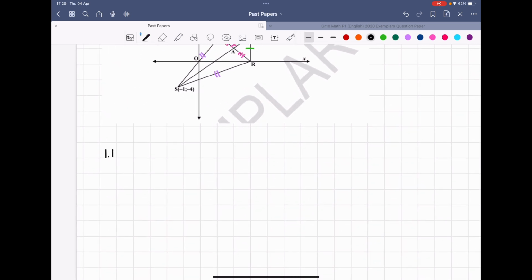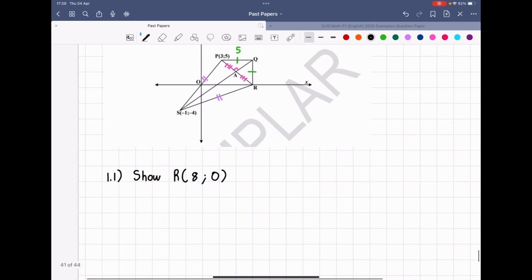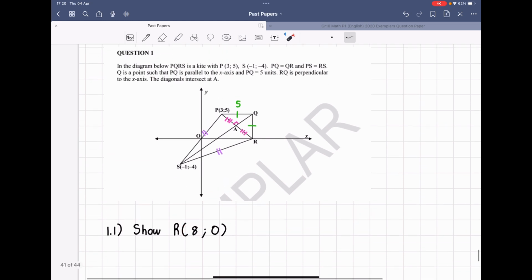So for the first one, it says, show that the coordinates of R are 8, 0. Okay, so I definitely know that the y coordinate of R is 0 because it's on the x-axis. So I need to show that the x coordinate of R is 8. Now, since I was told that this RQ is perpendicular to the x-axis, I know that the x value of R and the x value of Q is going to be exactly the same. So when I'm doing my calculations, I can use x of Q instead of using x of R.